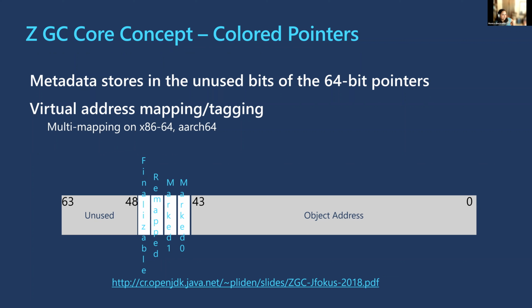And ARM64, although it allows some tagging, like hardware tagging, right now the only way it approaches this concept of colored pointers is by multi-mapping as well. So it's basically just a replica of what we do on x86-64. So with multi-mapping, you have these virtual spaces, and each tag bit represents which space you're going to address. Simple as that.